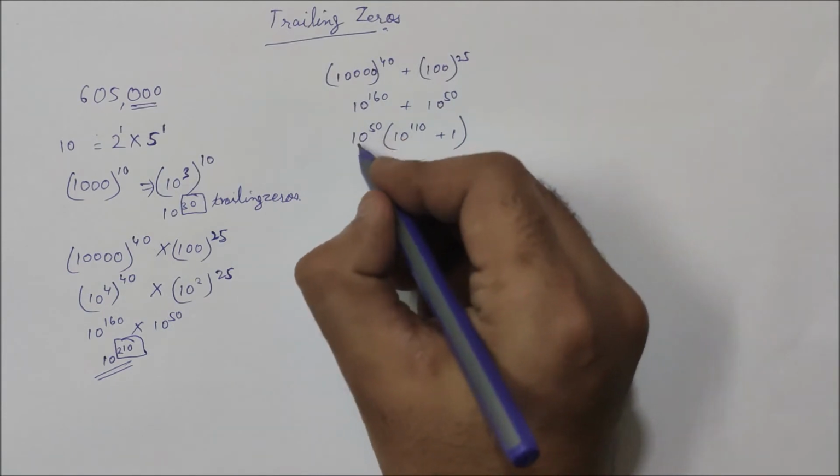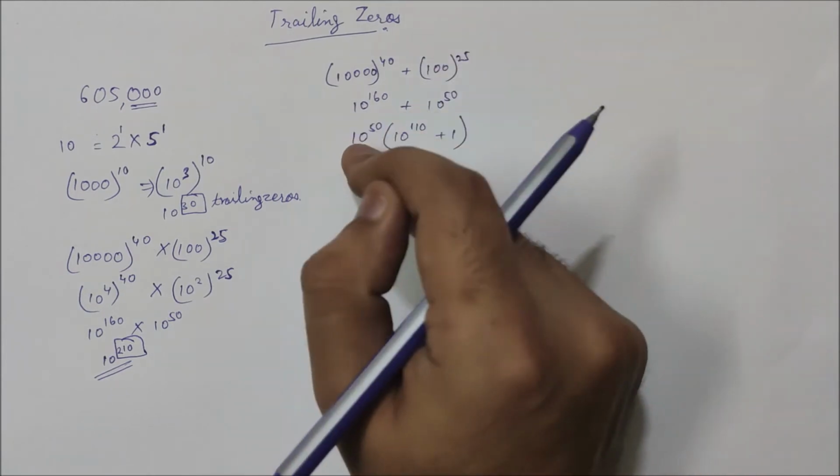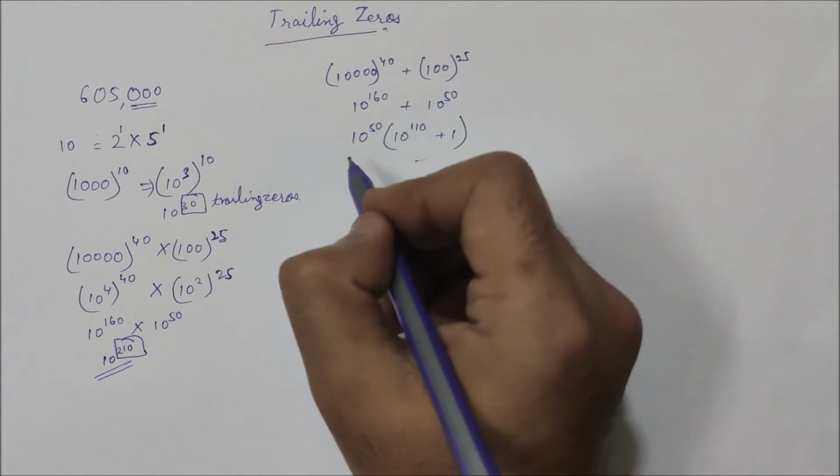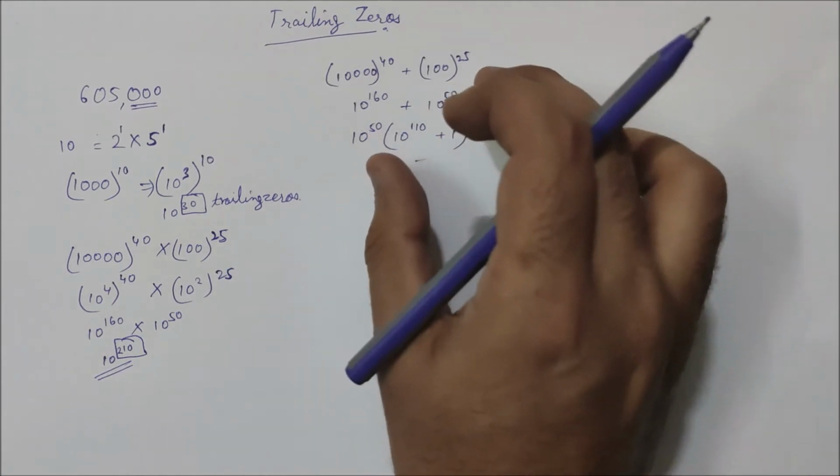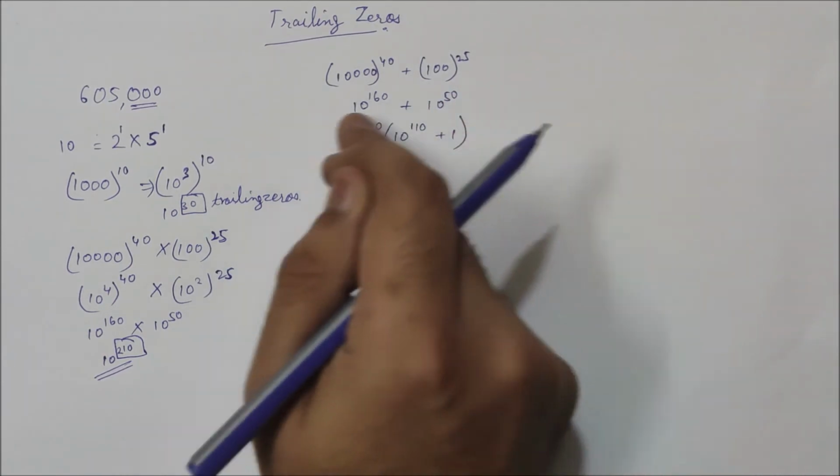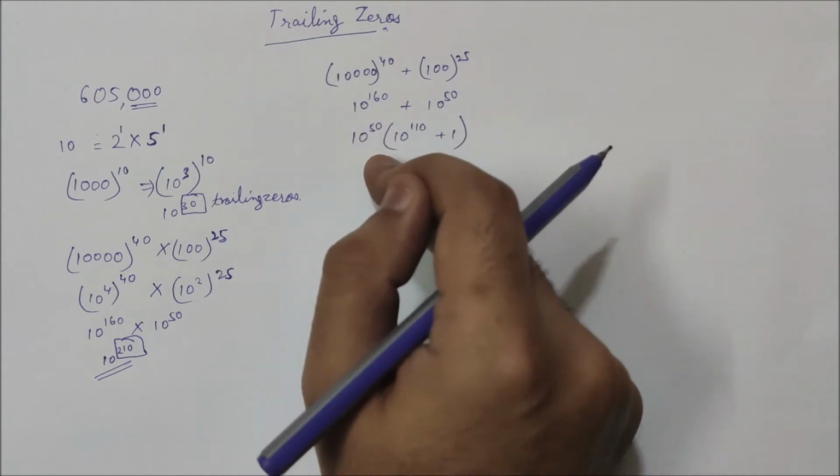However, there are 50 zeros that are present outside the bracket, and these 50 would be the trailing zeros that would be available in this expression. So there are 50 trailing zeros in this expression.